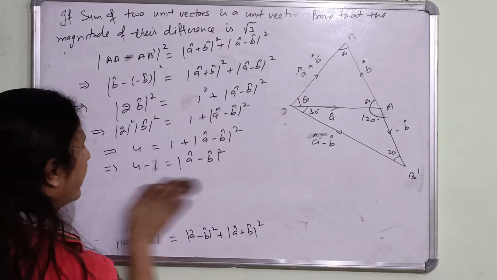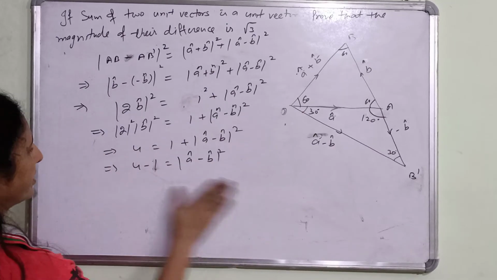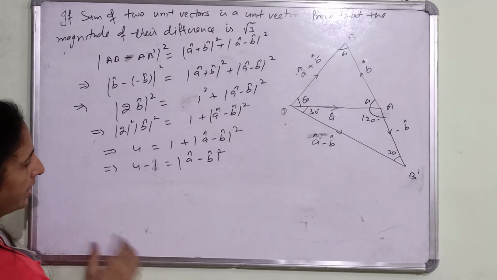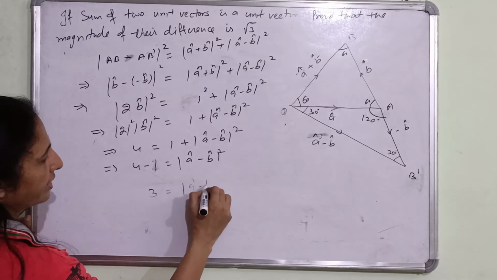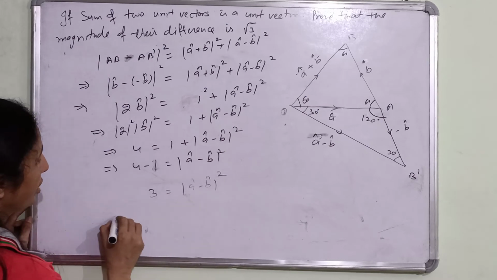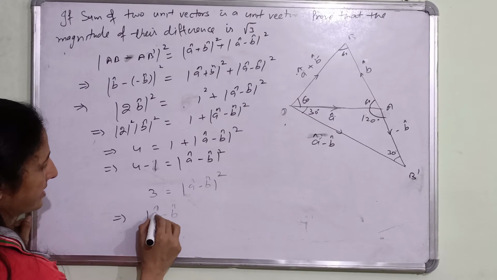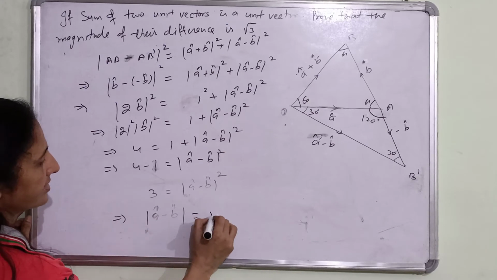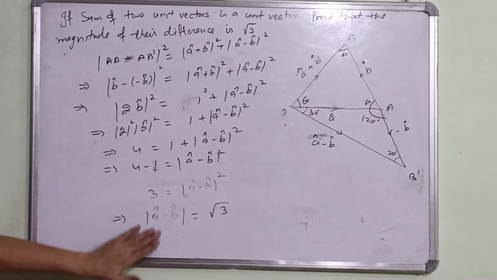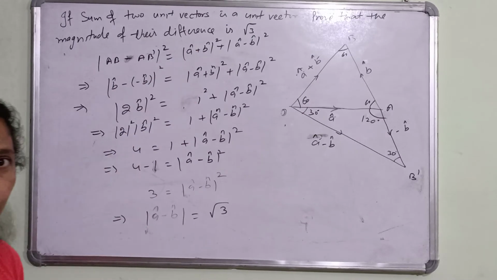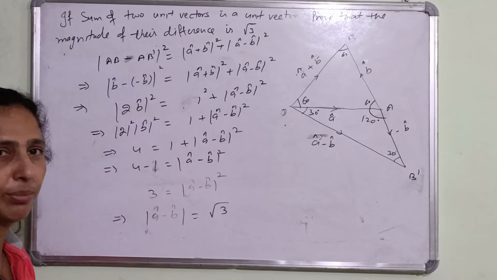So obviously you can know this is whatever our question is, that is proved. 3 is equal to A unit vector minus B unit vector square. So it means the difference of unit vectors is equal to under root of 3. Under root of 3, this is proved. This we have proved.